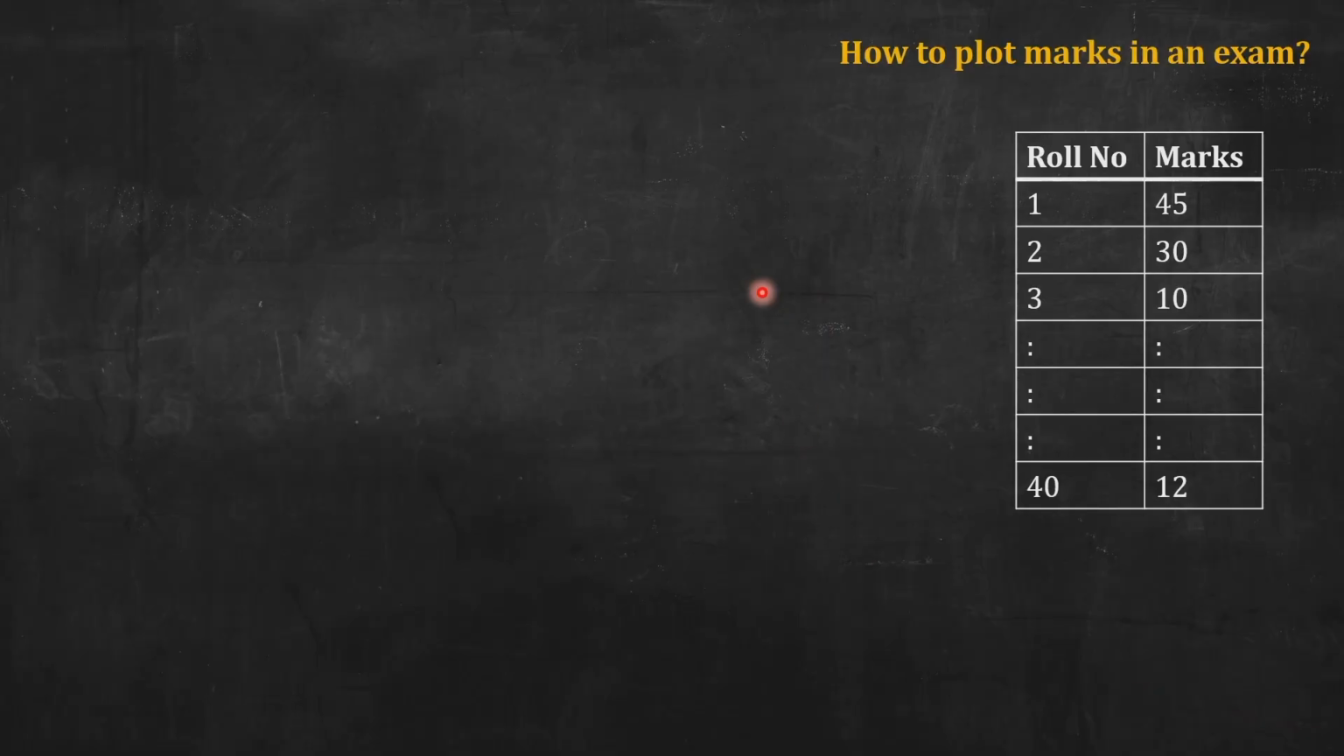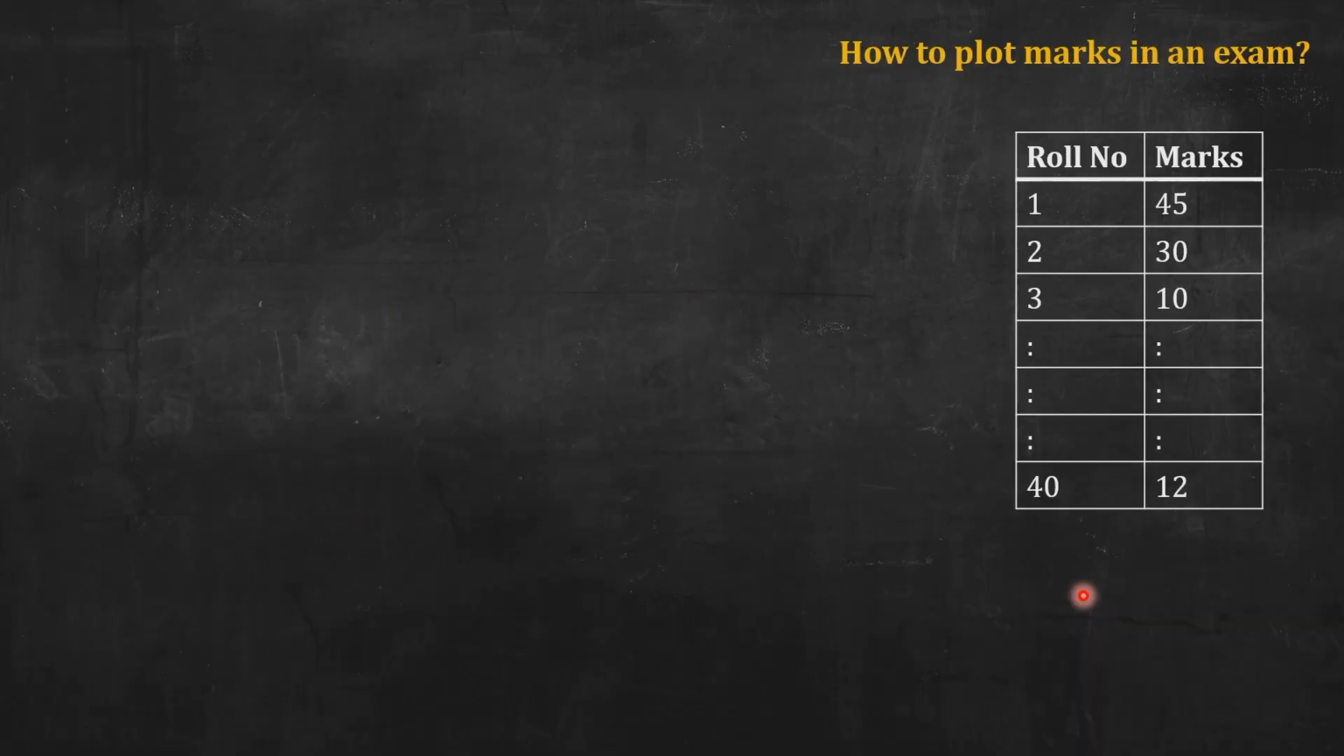Suppose I have data from an examination. I have 40 students, their roll numbers are 1 to 40, and they have got different marks out of 50. For example, the first guy has got 45 and the second student has got 30 and so on. Now, how can I represent this data?